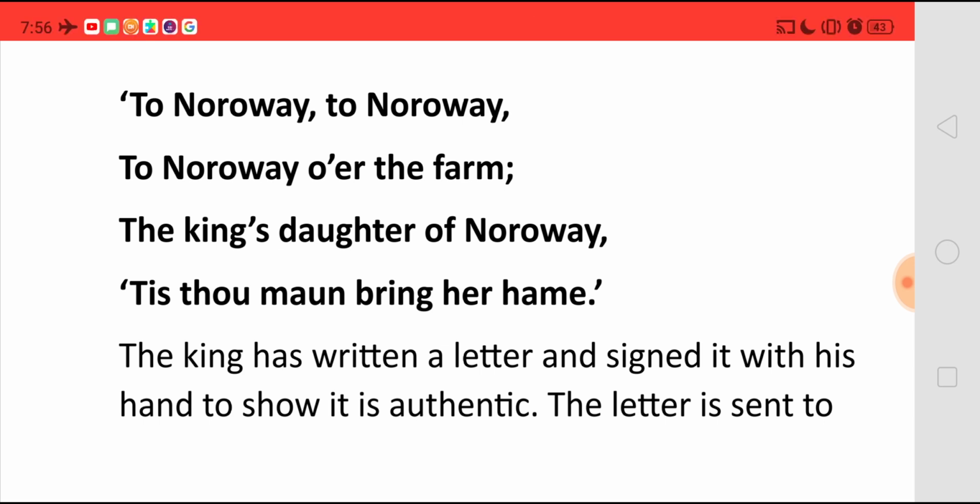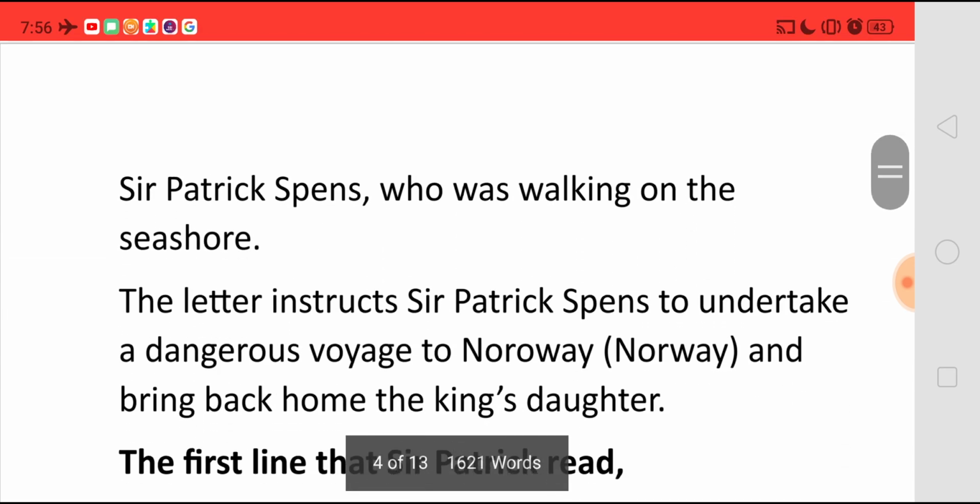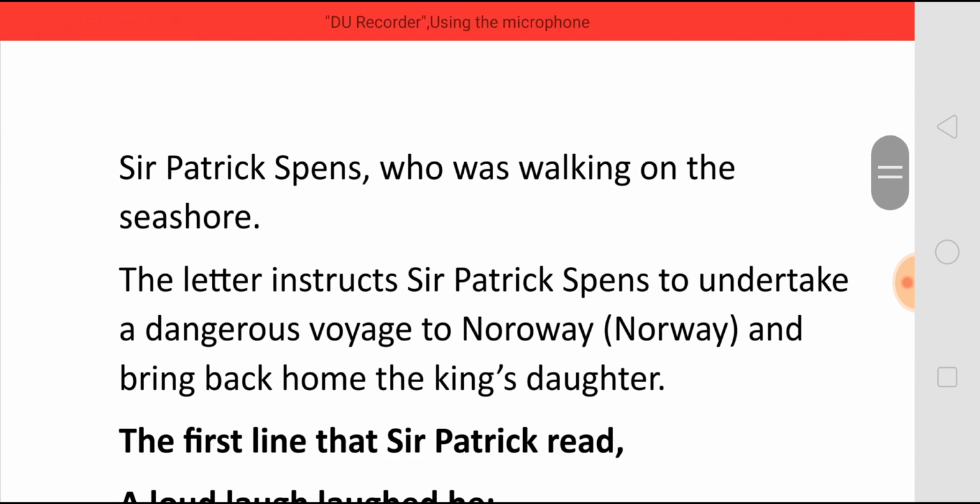The king has written a letter and signed it with his hand to show it is authentic. The letter is sent to Sir Patrick Spens, who was walking on the seashore. The letter instructs Sir Patrick Spens to undertake a dangerous voyage to Norway, and bring back home the king's daughter.